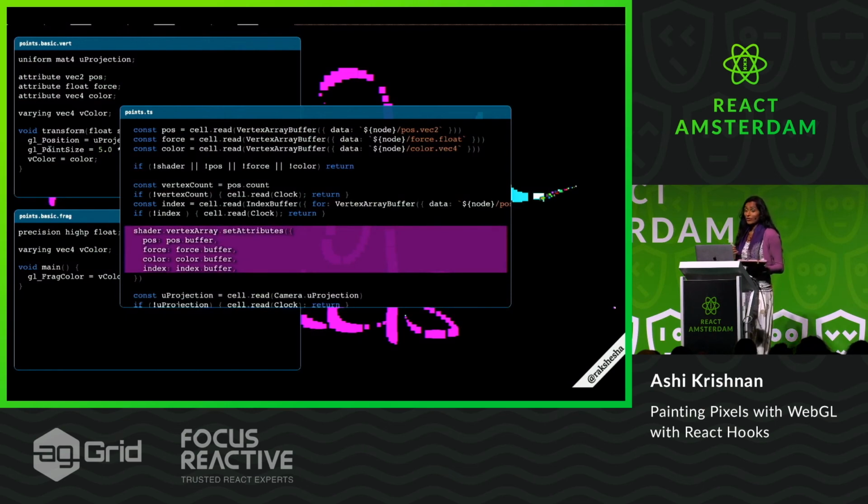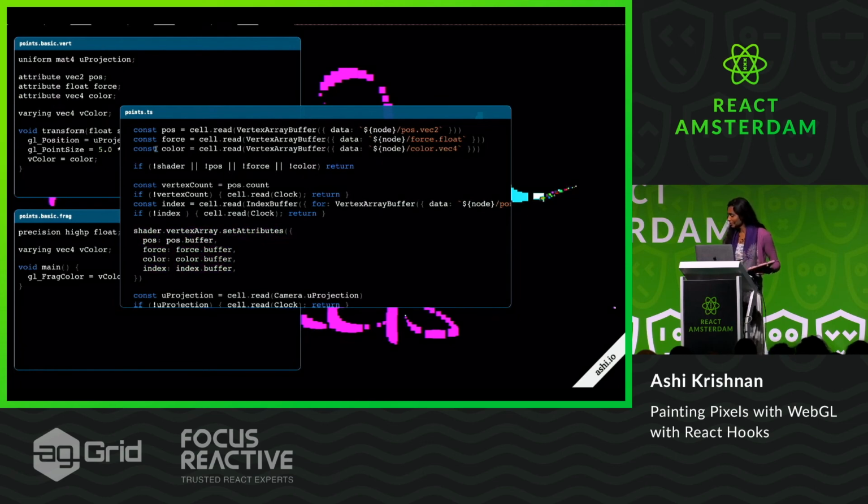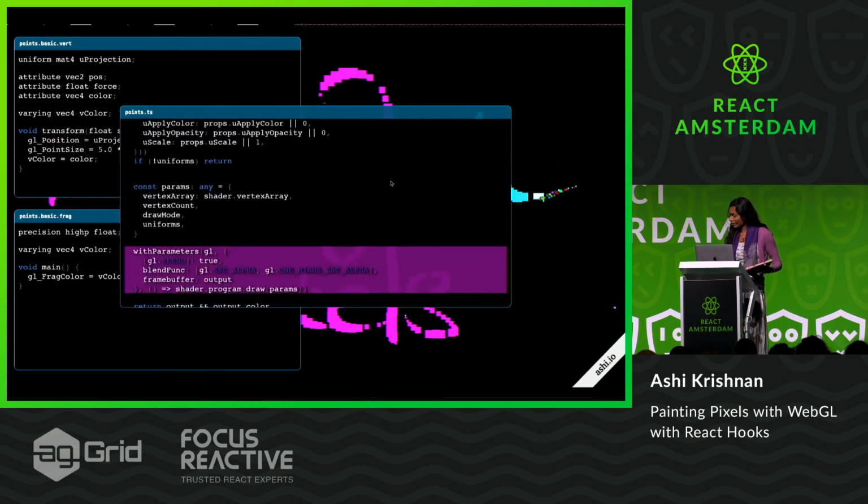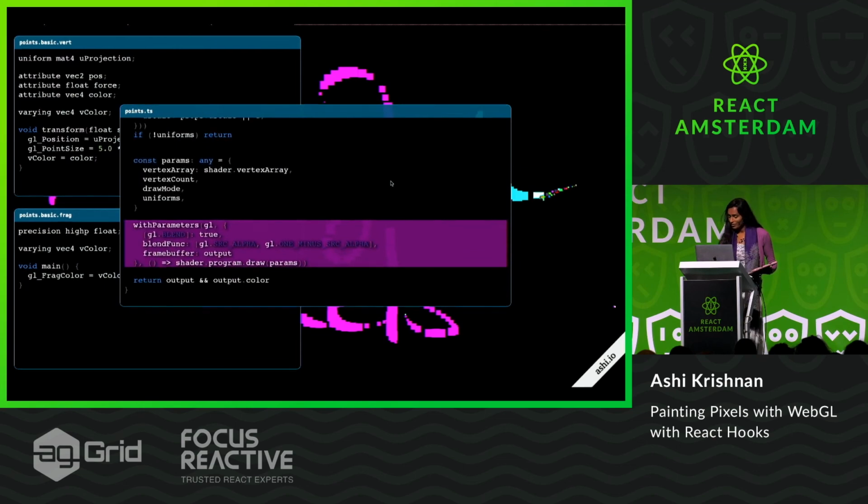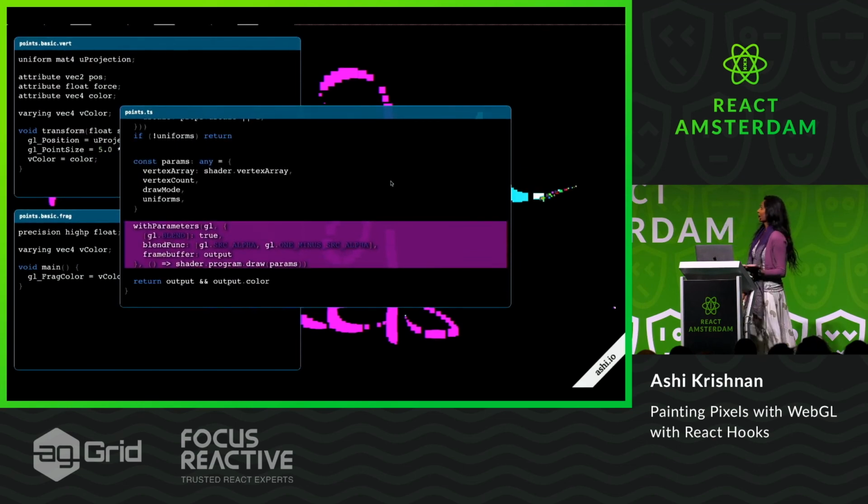So we have this vertex array object, and we call set attributes on it, and we say, here are some buffers that you should use to feed data into the Vertex shader. And then we draw the whole thing. I have too many screens, really. Yeah, so this whole with parameters thing says, okay, with blending on and with this blend function, which is the blend function to use, please draw the program.